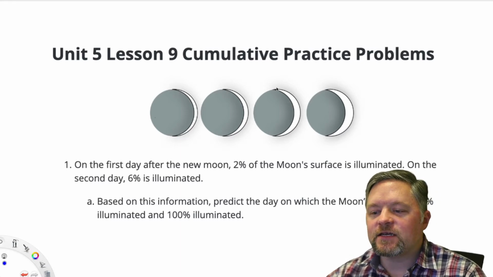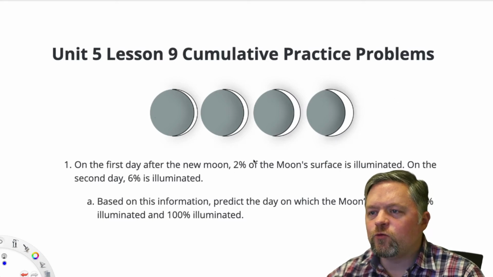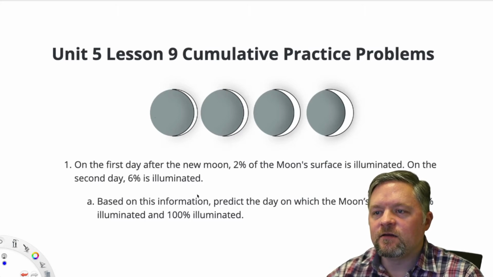Okay, I see the moon. On the first day after the new moon, 2% of the moon's surface is illuminated. On the second day, 6% is illuminated. Based on this information, predict the day on which the moon's surface is 50% illuminated and 100% illuminated.